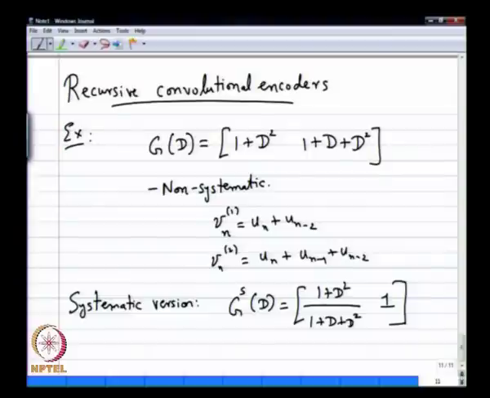If I do this, then I have an easy formula for Vn2. Vn2 is what?